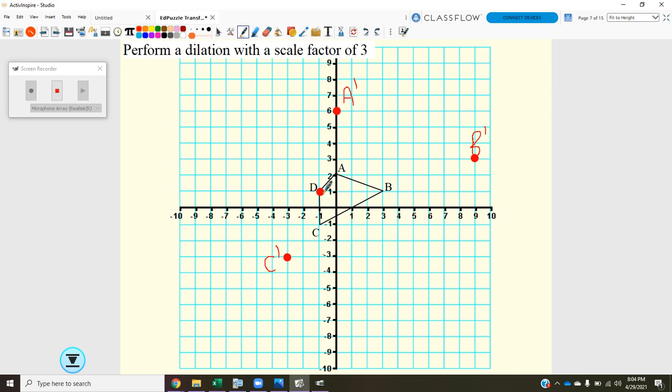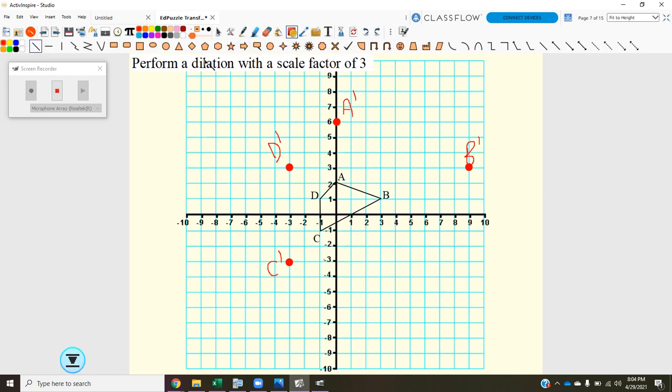D is at -1, +1. -1 on the x-axis, -1 times 3 is -3. 1 on the y-axis, 1 times 3 is a +3. So my new coordinates for D are -3 and +3. Capital D for a label, and then we'll connect our dots.